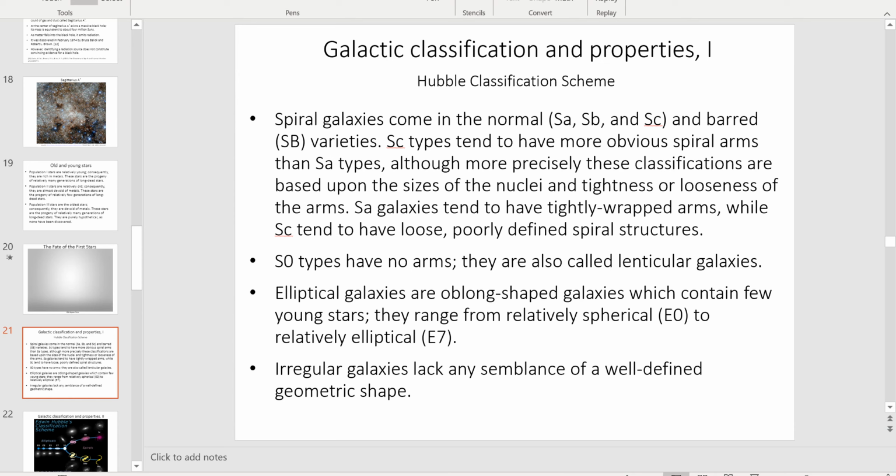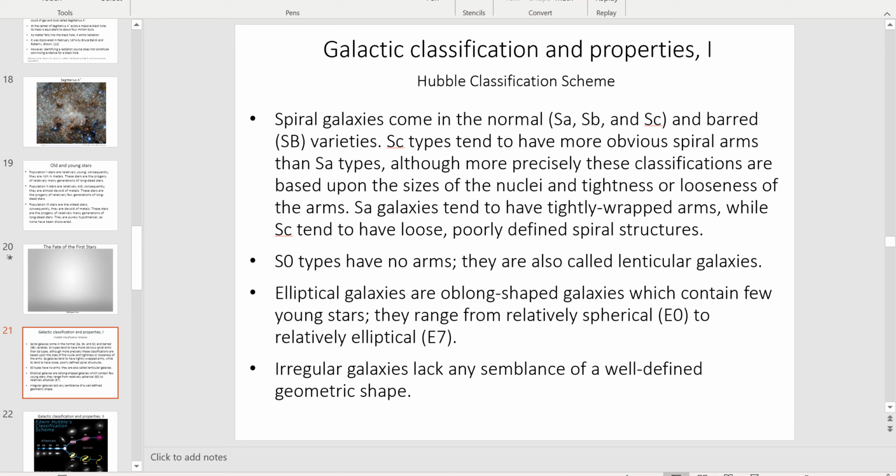Let's talk about spiral galaxies first. That's the first kind of galaxy I mentioned to you. We live in a spiral galaxy, the Milky Way. Our closest major galactic neighbor is a spiral galaxy. Spiral galaxies come in 3 basic forms: SA, SB, and SC.